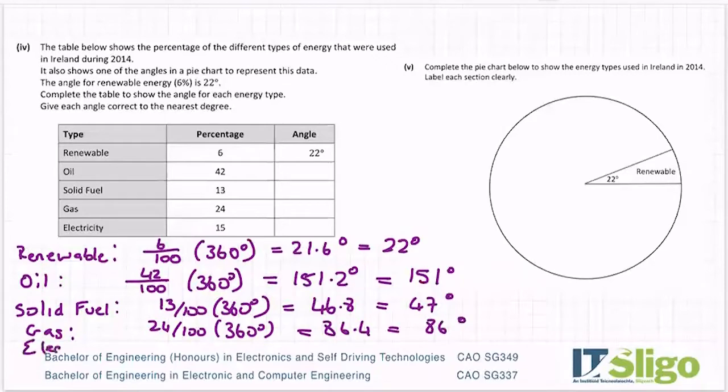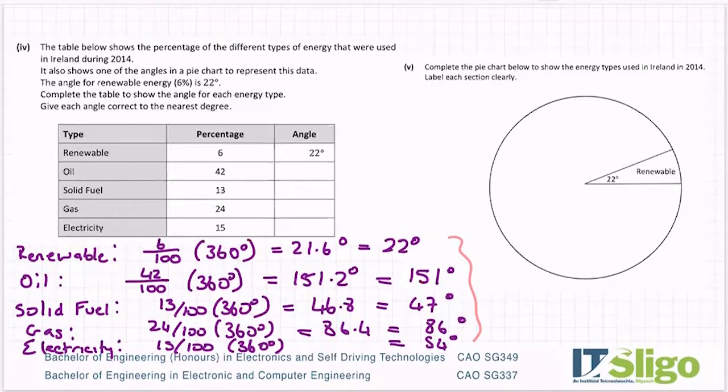And electricity is 15 out of 100 multiplied by 360 degrees. And that is 54 degrees. Okay, so a good check, of course, is to add all of these up. So 22 plus 151 plus 47 plus 86 plus 54. I'm just going to change that little degree symbol there because it looks a little bit like 540. And you get 360 degrees.